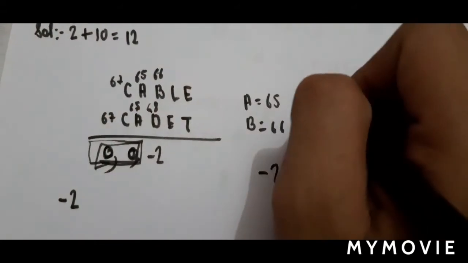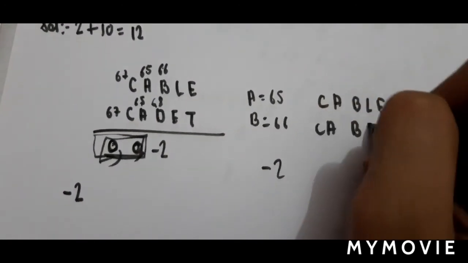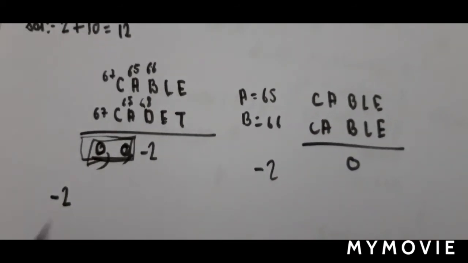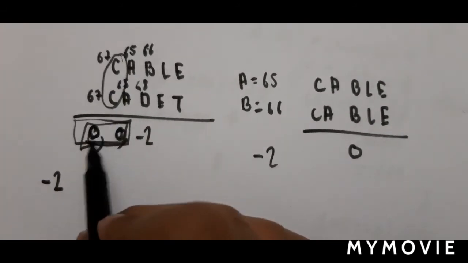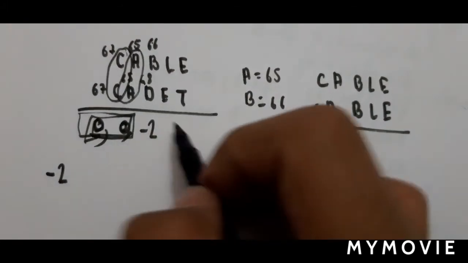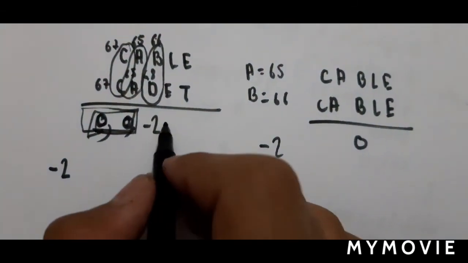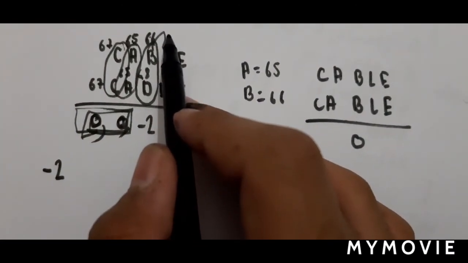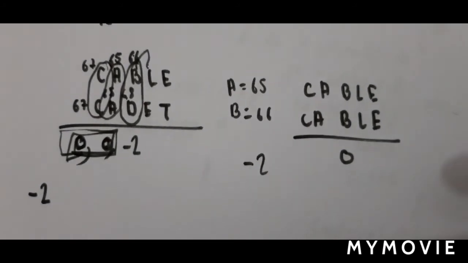See, if we have both same, cable and cable, then the answer would be 0, but they are not the same. Here it checks first, the answer is 0, so it jumps to the next. Again it checks, the answer is 0, so it jumps to the next. Again it checks, the answer is minus 2, so it prints minus 2 and does not jump to the next one. So this was our 8th question. Let's move on to our 9th question.